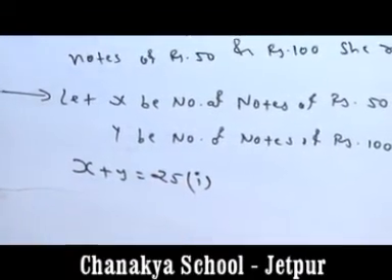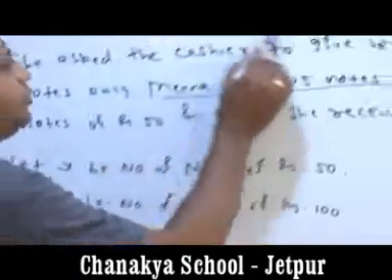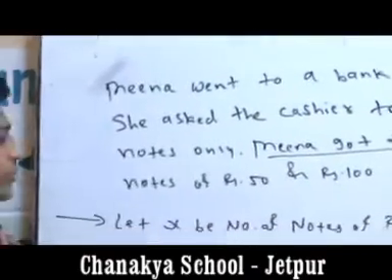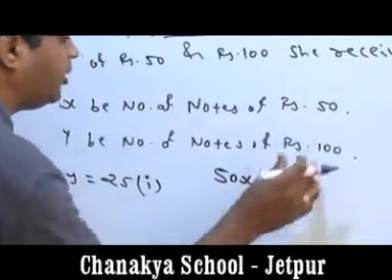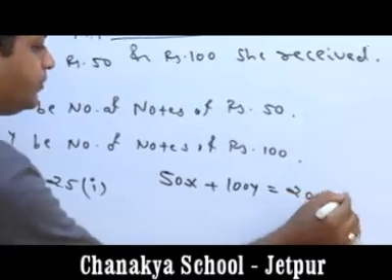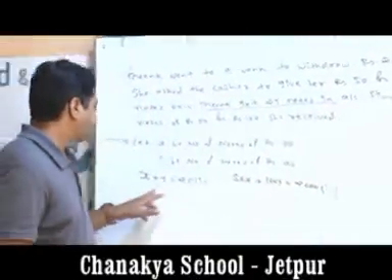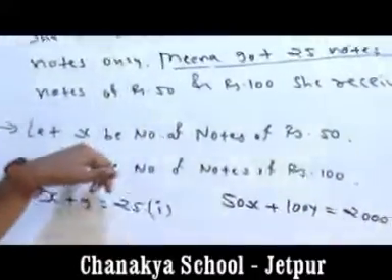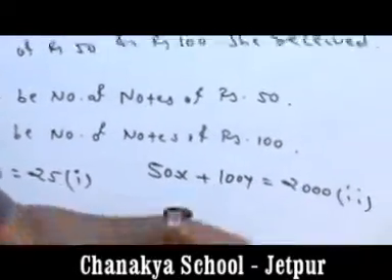Okay students, repeating again, Meena went to the bank to withdraw rupees 2000. Okay, aggregate amount is 2000. That means the amount by notes of rupees 50 will be 50x. Amount due to 100 rupees notes will be 100y, equal to 2000. Repeating again, Meena got 25 notes in all, that is x plus y equal to 25. According to denomination of 50, amount will be 50x. According to denomination of 100, amount will be 100y and total amount will be 2000.